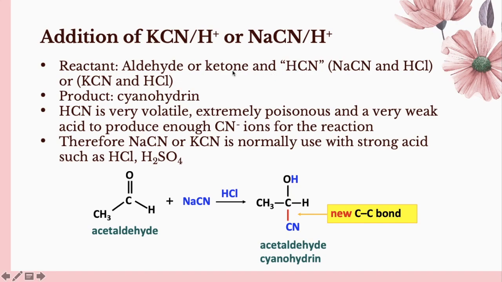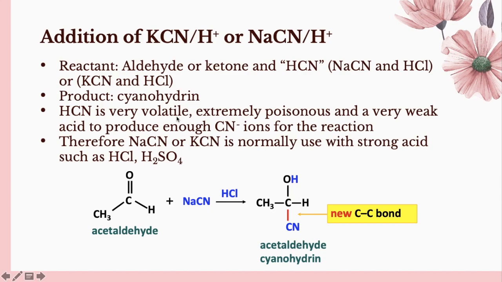HCN cannot be used directly to react with aldehyde and ketone, so NaCN and HCl are used to mix with aldehyde or ketone instead of HCN. The product is cyanohydrin. KCN can also be used as the reactant.